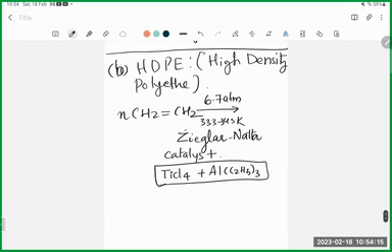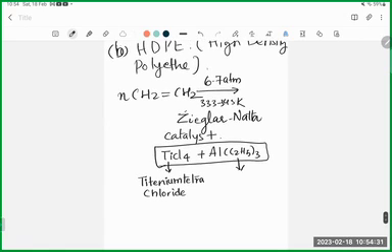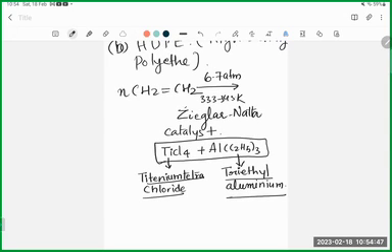How do you call this compound? Titanium tetrachloride. Ti for titanium, 4 means tetra, chloride. And what is this compound called as? Triethyl aluminium. Is it clear, Hrudaya? Okay.